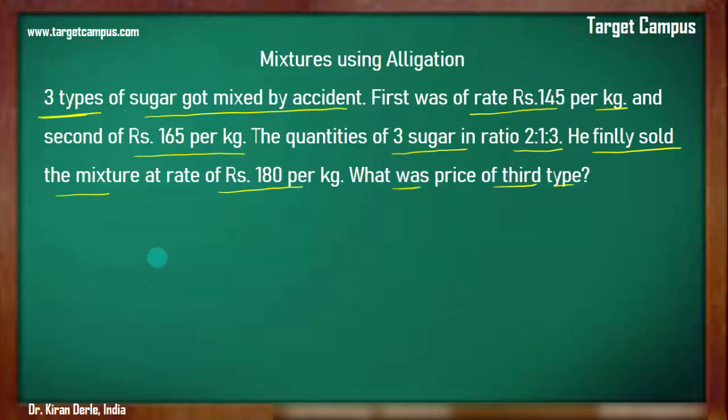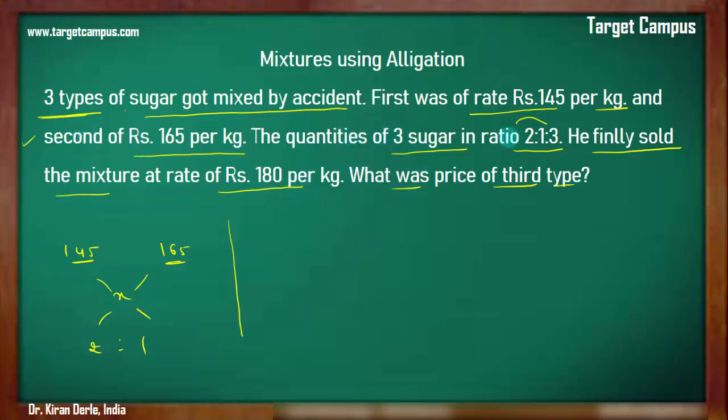So if you want to use alligation here, you have to first take 145 and 165. These are the two quantities we have. We can use two at a time in alligation. The resultant cost price we don't know, but the ratio of this to this is 2:1, right? So you'll get the value of x and everything. But I would recommend some other approach as far as this question, or these types of questions, are concerned. How?